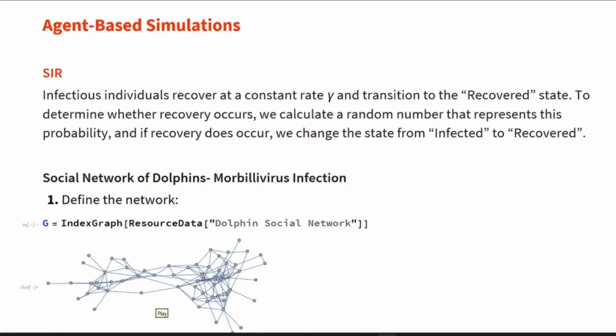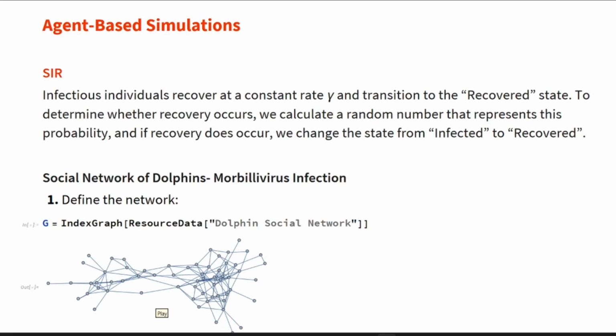Now, in the SIR model for agent-based simulation, we know that infectious individuals recover at a constant rate gamma and transition to the recovered state. But to determine whether this recovery occurs, we calculate a random number that represents this probability. And if the recovery occurs, we change the state from infected to recovered.